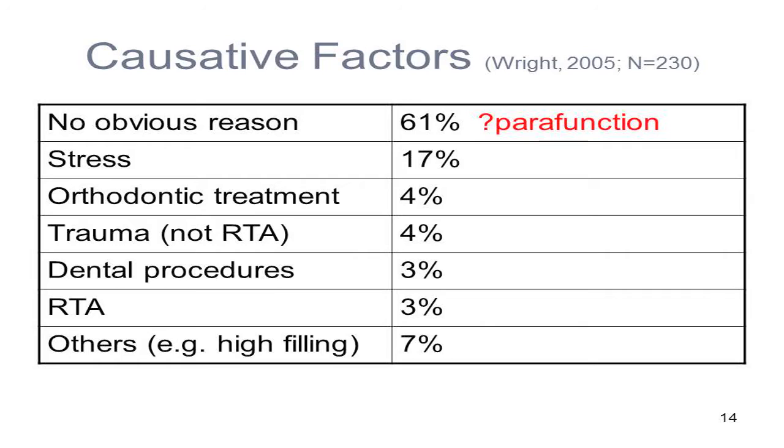Everything's about stress. So no obvious reason, but we think that the no obvious reason patients are actually people who are para-functioning. So people who are clenching and grinding their teeth a lot. So in fact, you could probably combine the 17% and the 61% into, what's that, a 78%. So over three quarters of people are probably getting their facial pain, their TMD-related facial pain, because of clenching and grinding their teeth. How'd you make that diagnosis? You stick your finger up into the upper buccal sulcus and get them to close down.